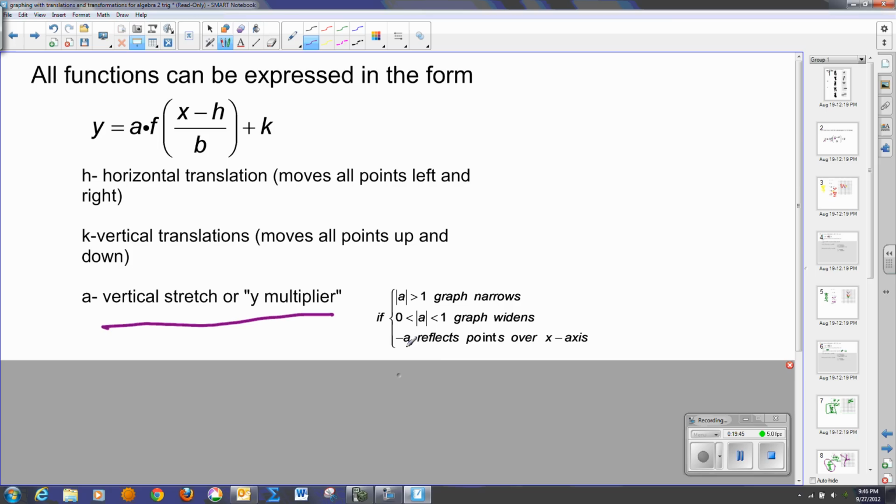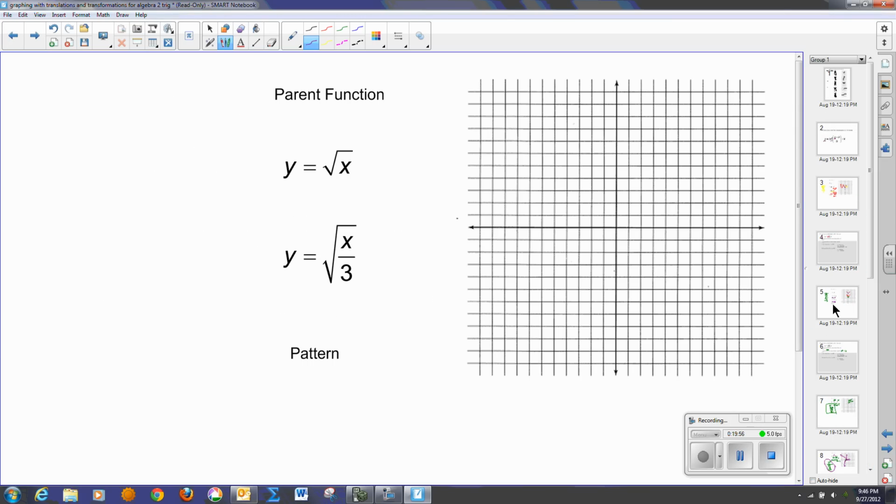If it ends up being negative, it's going to reflect those points over the x-axis, which makes sense because positive y's then become negative y's. So let's take a look at another example here. In this case, we no longer have a anymore because we have this value inside the function. A is always a multiplier outside the function. So this is a b value. B is equal to 3.